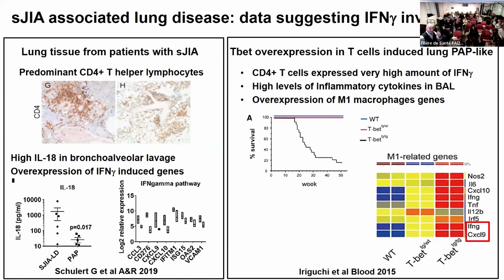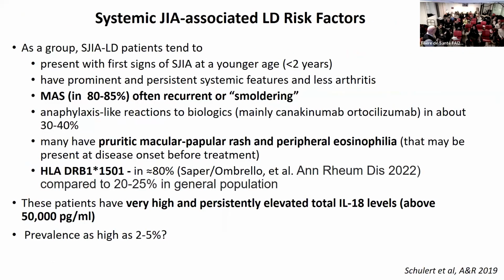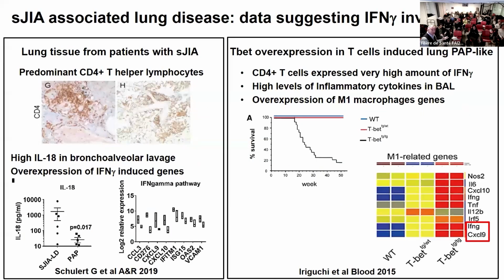This is a peculiar animal model generated a few years ago in Japan, and we have studied that model, and it really looks like this is the case. T-bet is the driver of CD4 Th1 differentiation. If T-bet is overexpressed in T cells, you get too many Th1. These Th1, for some reason, get into the lung, and the T-bet overexpressing mice die very quickly of a lung disease that is really very similar to the Still's disease lung disease. And it's always interferon gamma and CXCL9 being overexpressed in the lung.